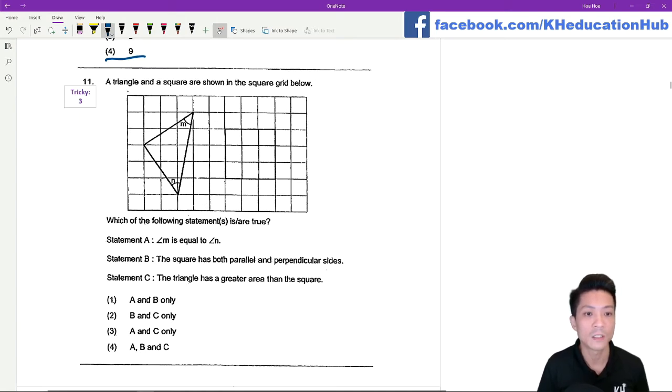Question 11. A triangle and a square are shown in the grid below. The square is over here. Let me try and draw it out.